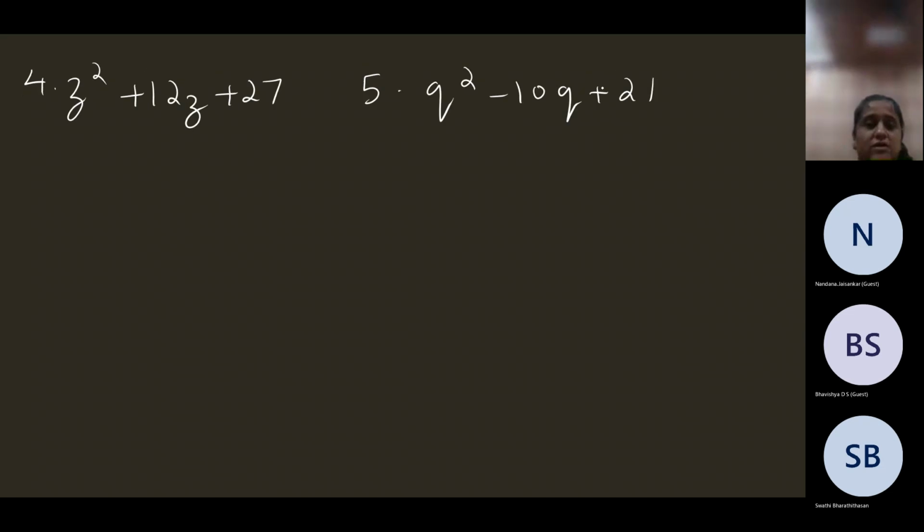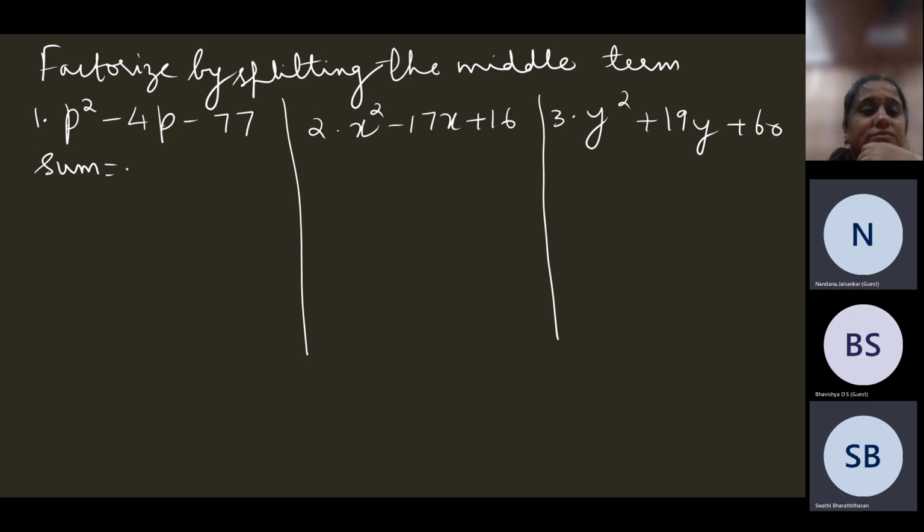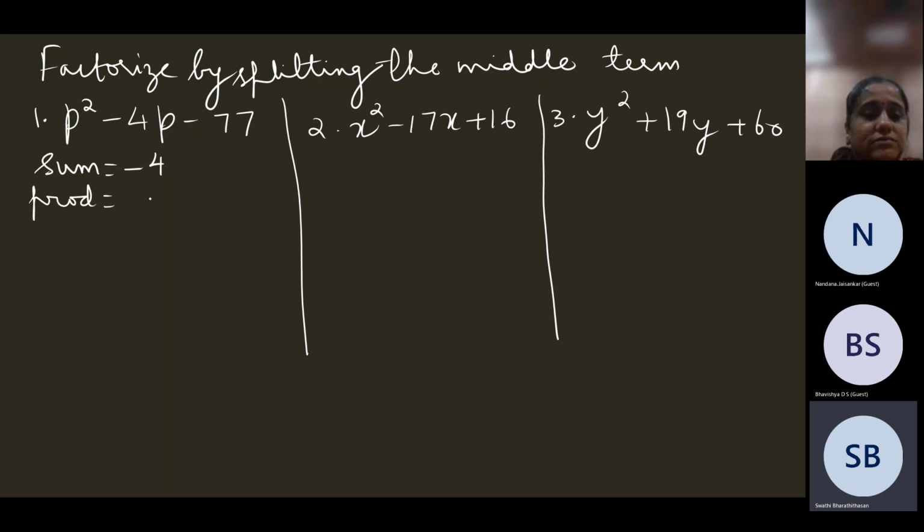All right, yeah. So children, if you can recall Nandana and Bhavishya, we were due to discuss these homework answers. So let's see the first one. Nandana, what is the sum? Minus 4, ma'am. Okay, what's the product? Ma'am, minus 77. Yeah, please find the two numbers that will satisfy the sum and the product. All of you.